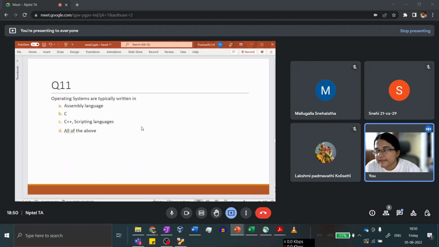Let's move to the next question then. Operating systems are typically written in: A. Assembly language, B. C language, C. C++ and other scripting languages, things like Python, Perl, D. All of the above. So, which do you think it is? What do you think a typical operating system would be written in?